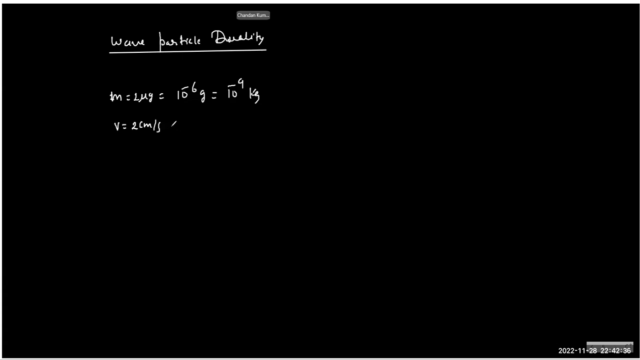Let's go to one simple question. Let's keep everything one, one, one. So 1 centimeter per second. How much is that? 10 power -2 meter per second. What is the momentum? Raised to minus 11. Oh my God, that's very small. So what is the corresponding de Broglie wavelength? H by P. Oh my God.